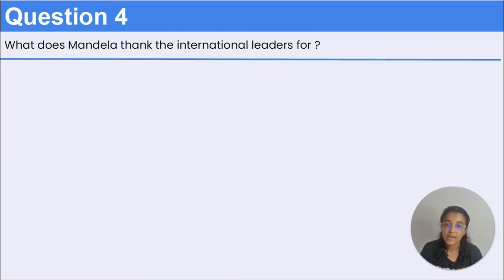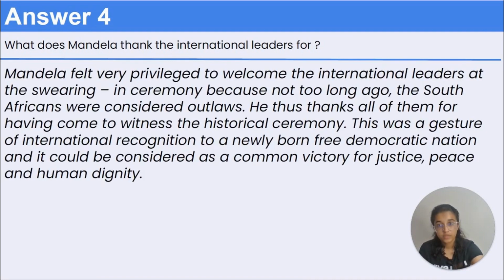What does Mandela thank the international leaders for? So he feels very privileged to welcome international leaders at the swearing-in ceremony, because not long ago, South Africans were basically considered outlaws. He thanks them for having come to witness this historical ceremony. It was basically a gesture of international recognition to a newly born free democratic nation, and it could be considered as a common victory for justice, peace, and human dignity.